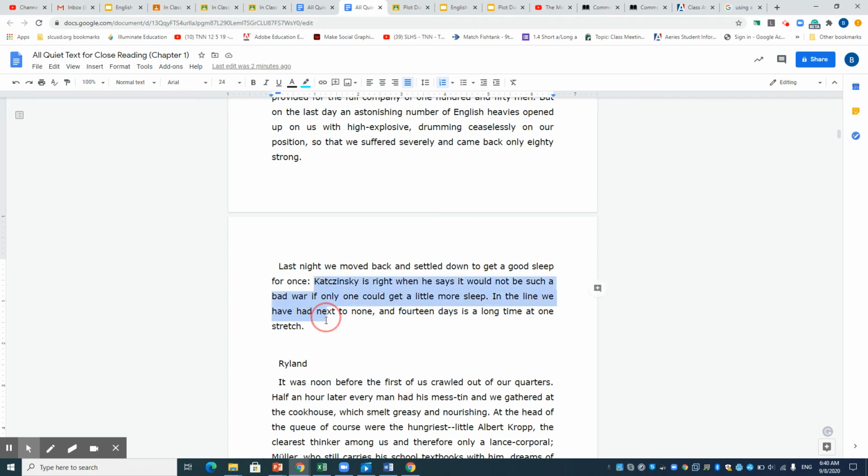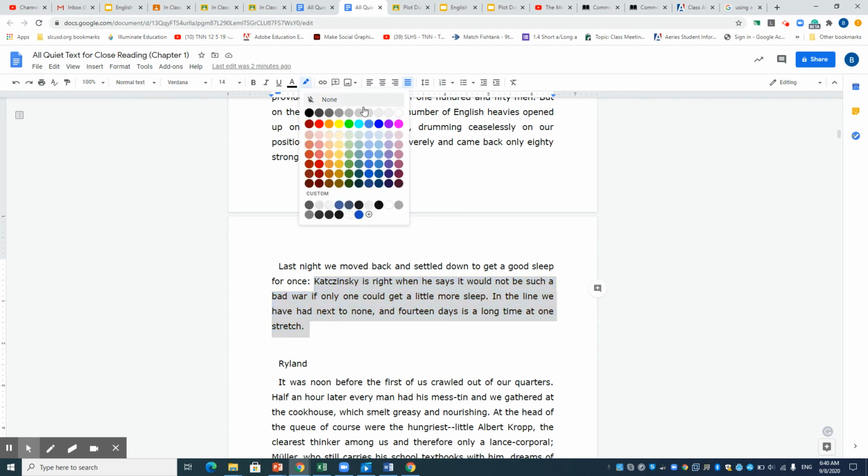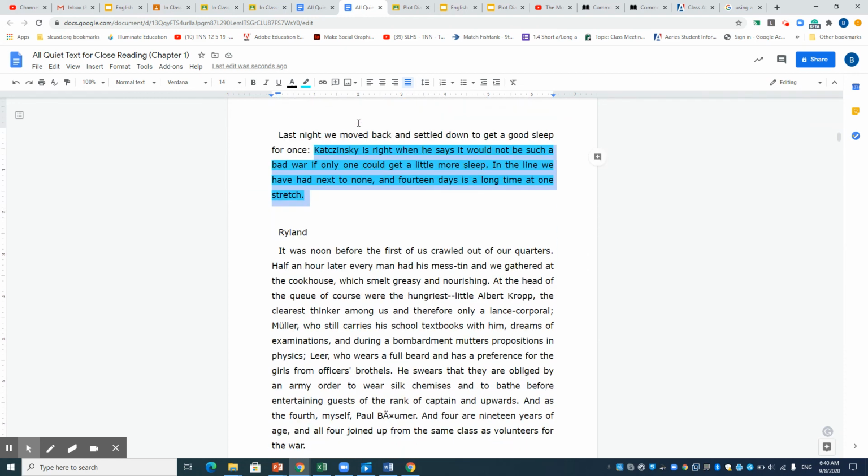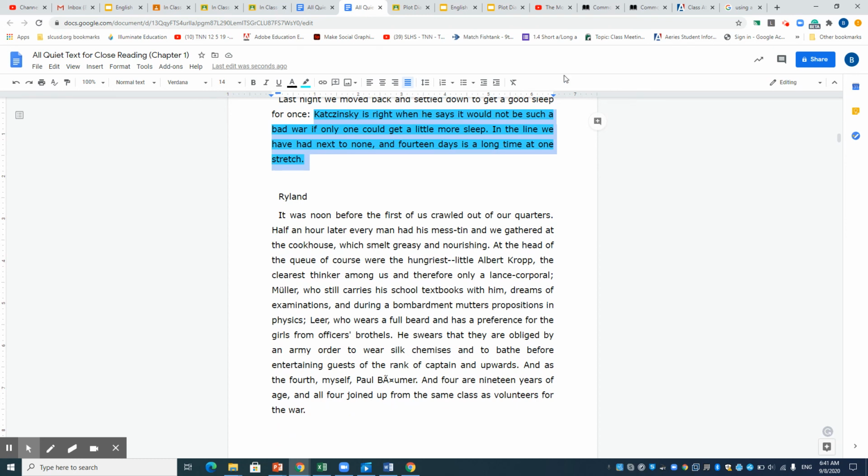I'm going to highlight this because this is kind of interesting. This has something to do with what it's like to be at war, right? The effects of war. Possibly they're not getting very good sleep. 14 days without sleep seems like a pretty major amount. So it may or may not be useful to me later when I'm thinking about theme, but still, it does seem to have to do with things that are about the effects of war.